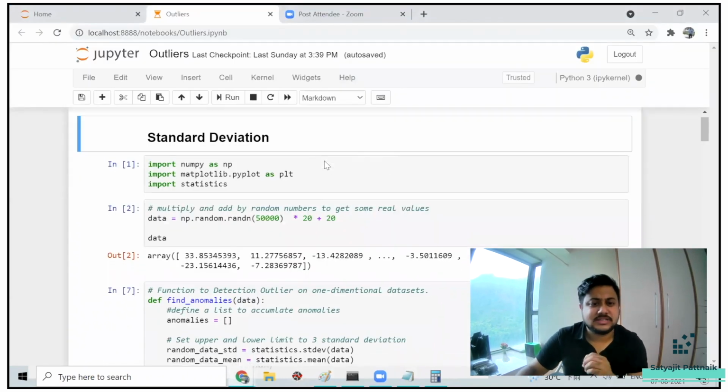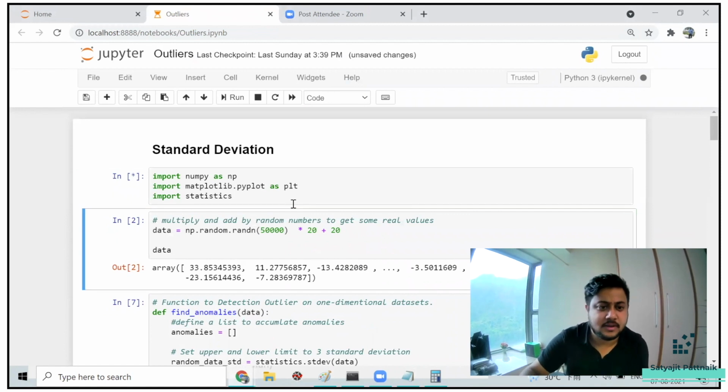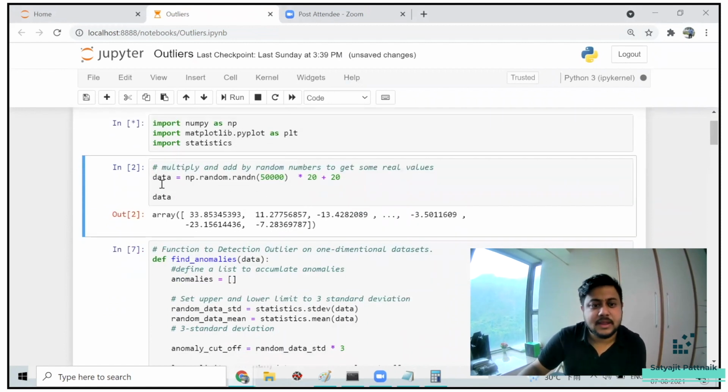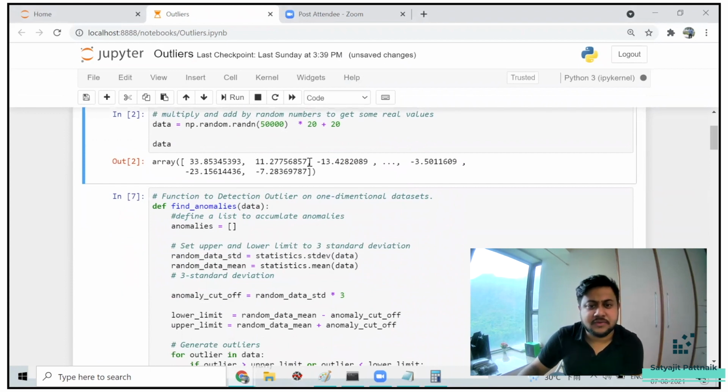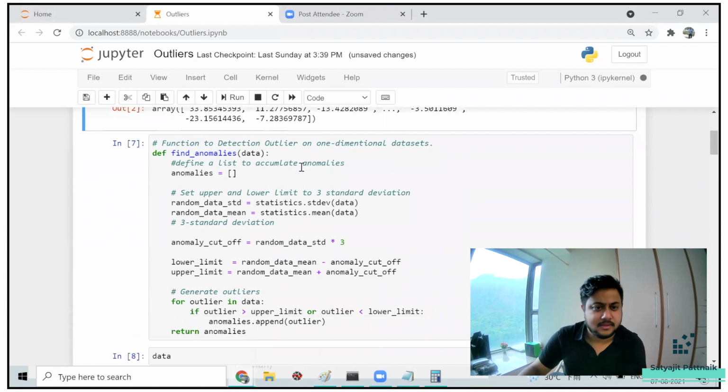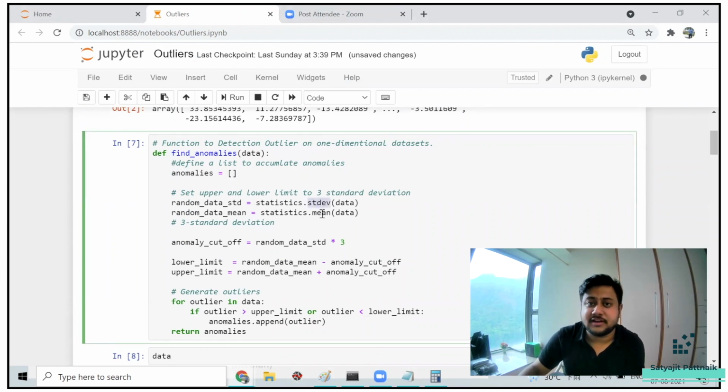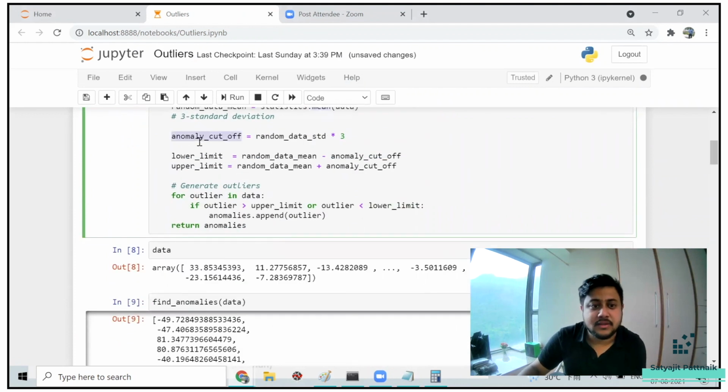So here you can see the standard deviation technique. I have just imported the NumPy, Matplotlib, and statistics libraries. Here I have initiated random data using np.random, and you can see the random data 33, 11, minus 13, minus 3, something like that. Here I've defined find anomalies on the data, and what I'm doing is creating a list. I'm calculating the standard deviation and the mean, and the anomaly cutoff is nothing but 3 times the standard deviation. I'm taking plus minus 3 standard deviation, right? So minus cutoff and plus cutoff.